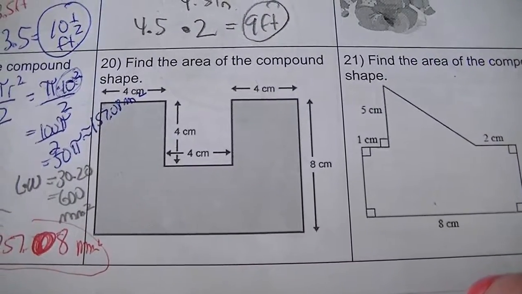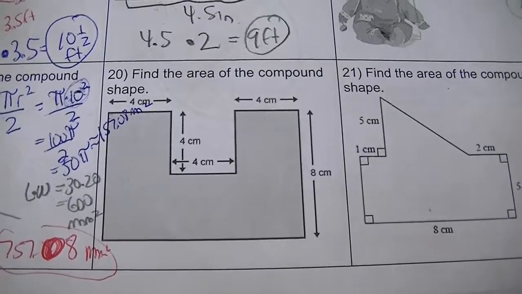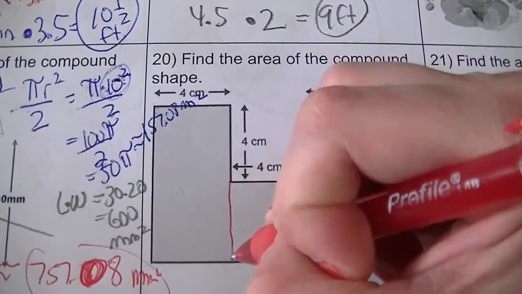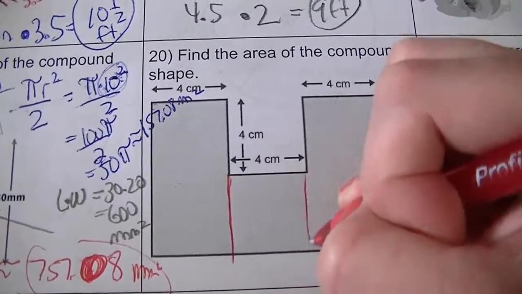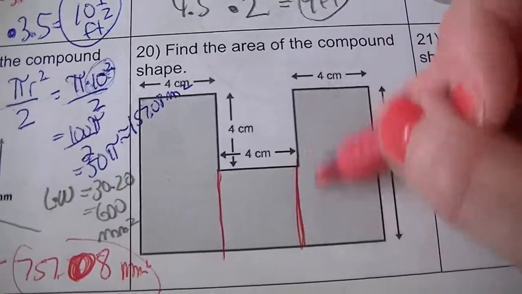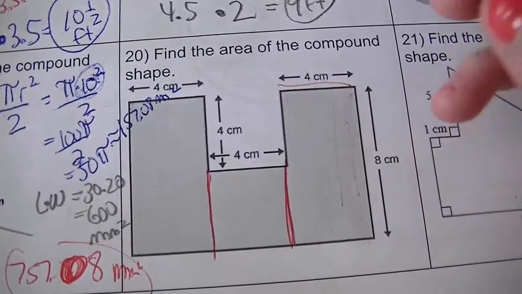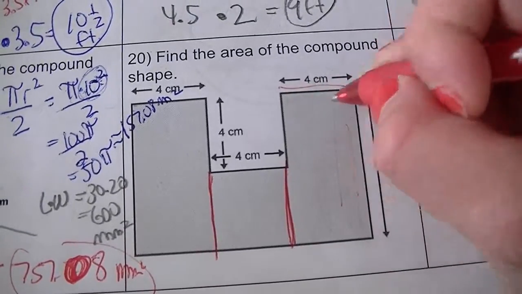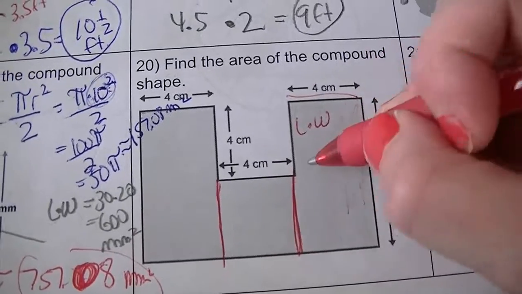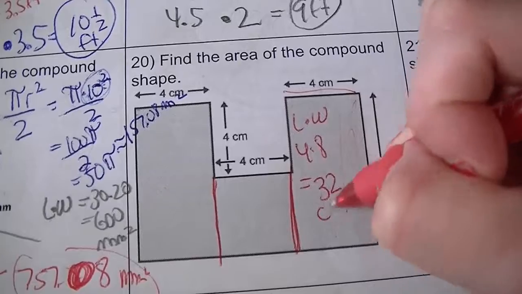Number 20 says to find the area of the compound shape. This compound shape looks like it's just composed of a bunch of rectangles and maybe a square. I'm going to go ahead and break it up right now. Let's find the dimensions of this. Referring to this right here, it's 4 centimeters by 8 centimeters. That's a rectangle. Area of a rectangle is length times width. So I just need to go 4 times 8, and that is equal to 32 centimeters squared.